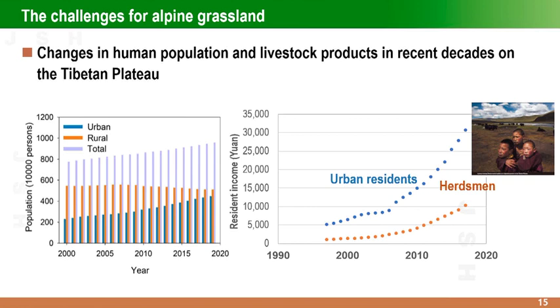For the plateau, the human population, the left one, the picture is the population from the urban, rural, and total population. This population is increasing. Now, actually, for China, our population seems stable currently and the growth rate has slightly decreased. But for the Tibetan local people, it is still increasing. In addition, for the local residents and herdsmen, their income is increasing.